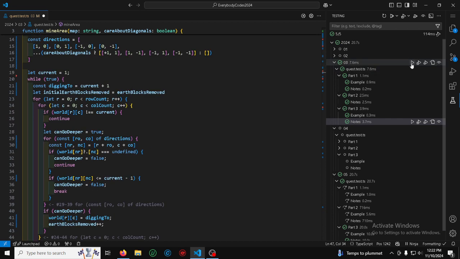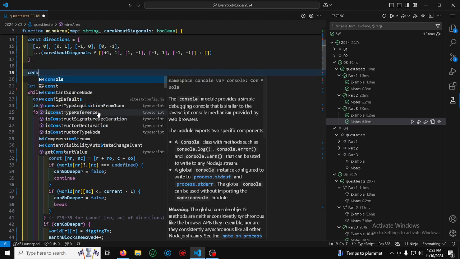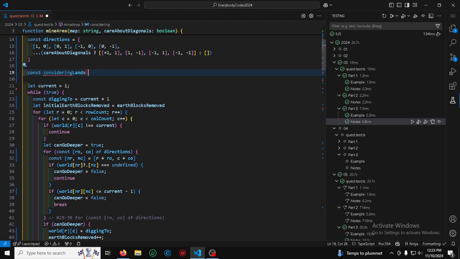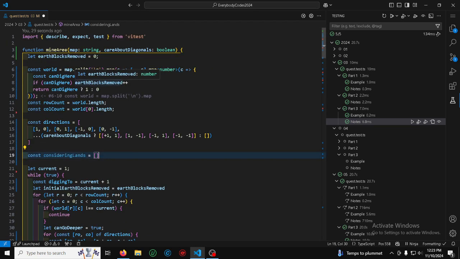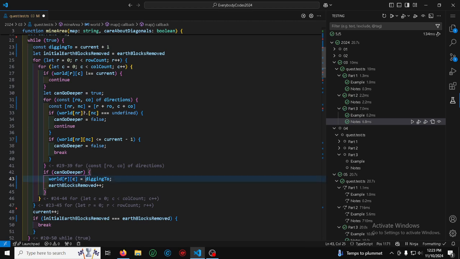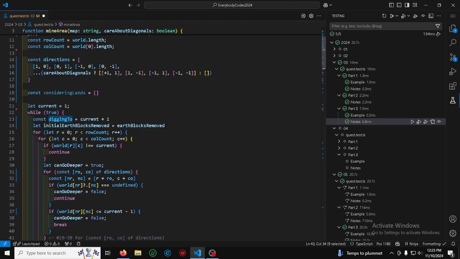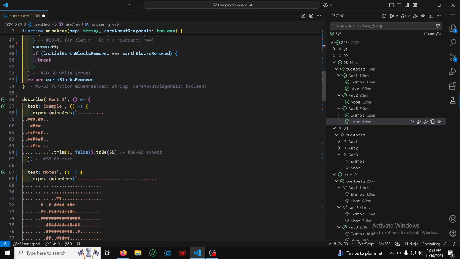Now I want to go for the optimization of not re-looking at the entire world every time. So, this coordinate system. Inspect the land. Okay, so we're calling these lands. So, const considering lands is basically the coordinate of every land that we might want to look at digging at. And the way it's going to work is that we're going to go through all of them. Initially, it's just going to be the ones that are ones. Then as we do that, when we dig down another one, those will be the ones that we consider for the next time instead of looking at the entire world every single time.